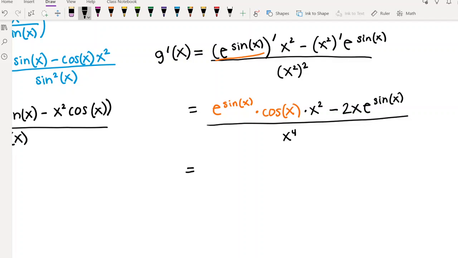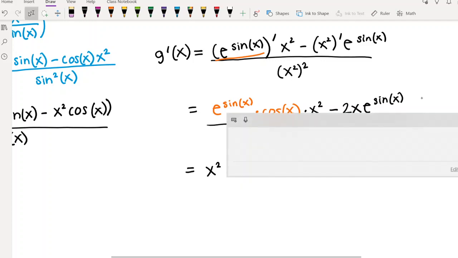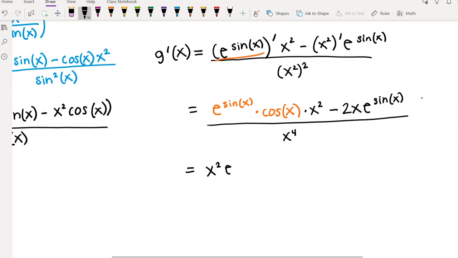So let's write this a little more nicely. We could write this as x squared, and I'm debating what to put first and last. Let's maybe put e to the sine of x next, times cosine of x, minus 2x e to the sine of x.